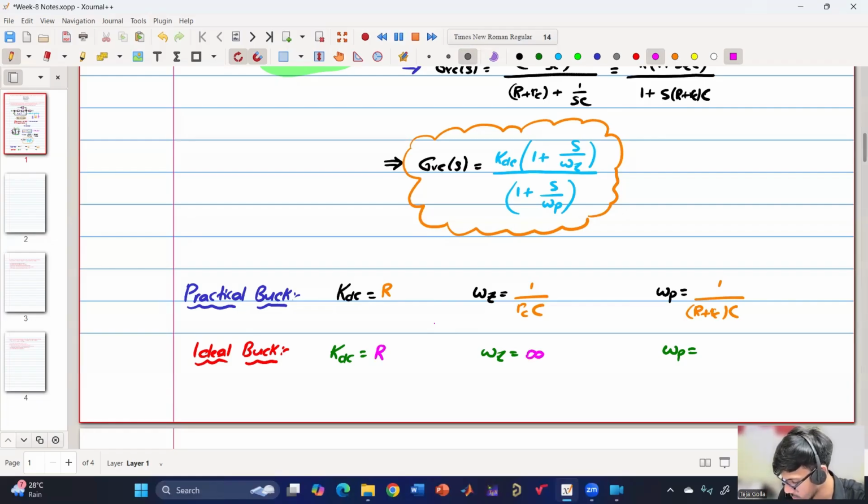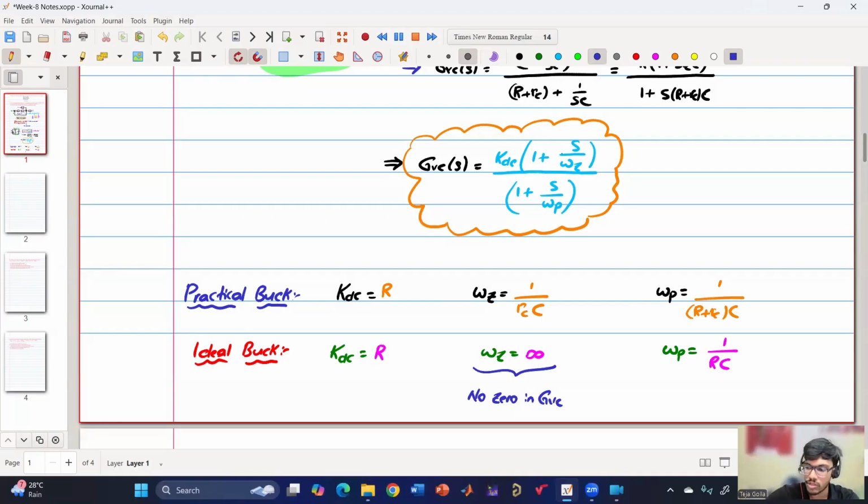And what about omega P? 1 by RC. So if omega Z is infinite, the numerator term S by omega Z disappears. So there is no zero. We will not get a zero. So there is no zero in the transfer function. We will have no zero in the GVC. Yeah, this is what we will be getting.